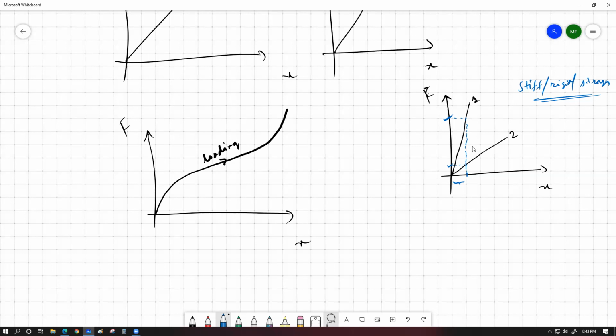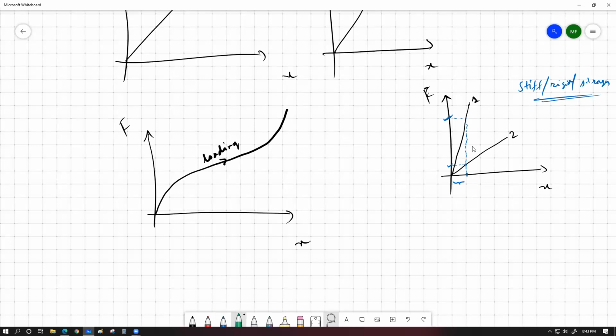There are two different ways we could explain this. For this blue color, I was trying to explain that to achieve the same amount of deformation, spring 1 requires a bigger force compared to spring 2.